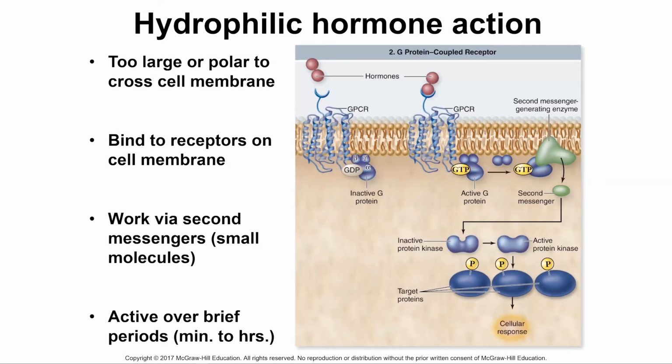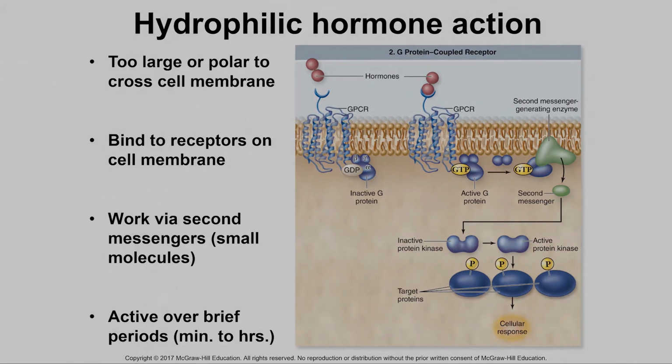And hydrophilic hormones, on the other hand, do not cross the cell membrane. They instead bind to receptors on the cell membrane, such as a GPCR, or G protein coupled receptor. So what then takes place is the hormone signal is transduced by that cell surface receptor, resulting in the activation of a second messenger molecule. And that small intracellular second messenger molecule is involved in furthering the activation of the cellular response.